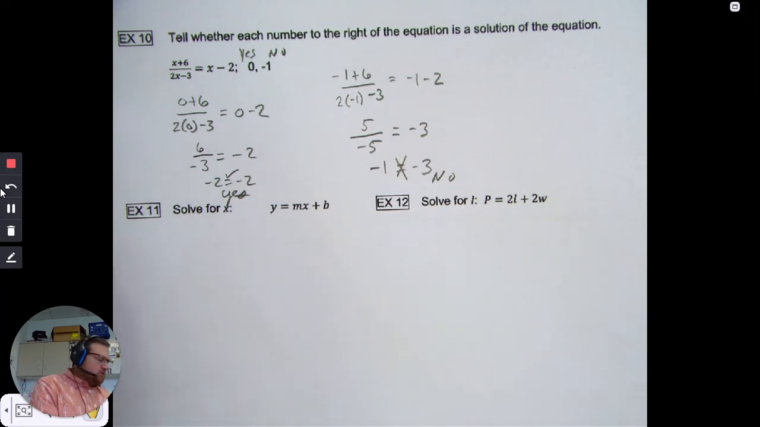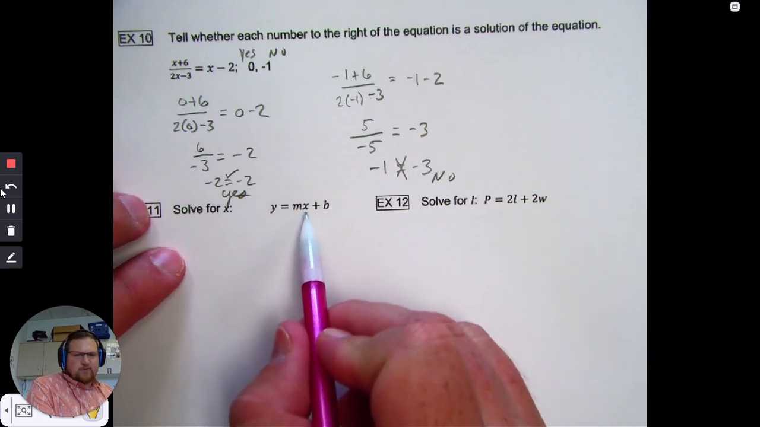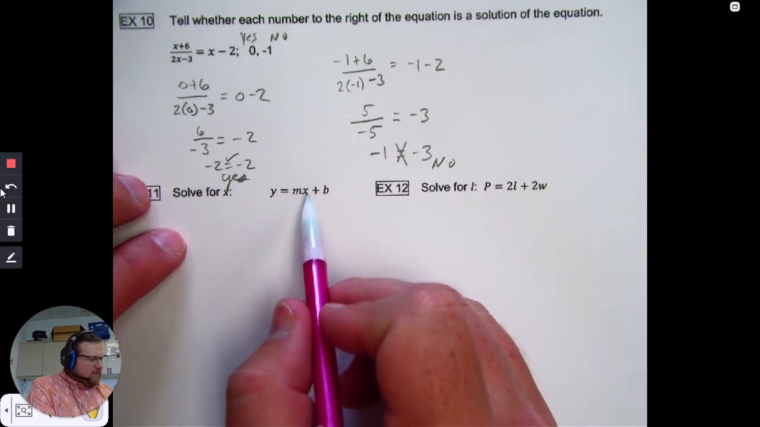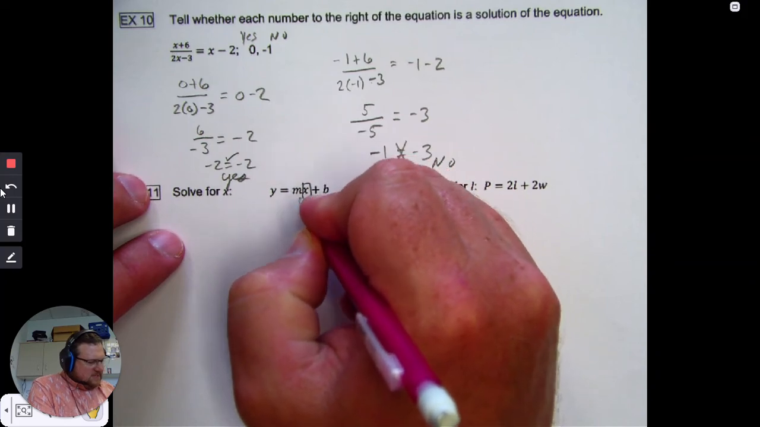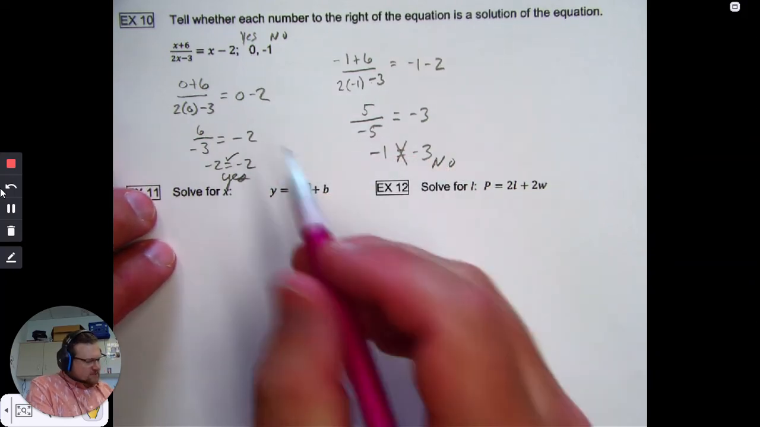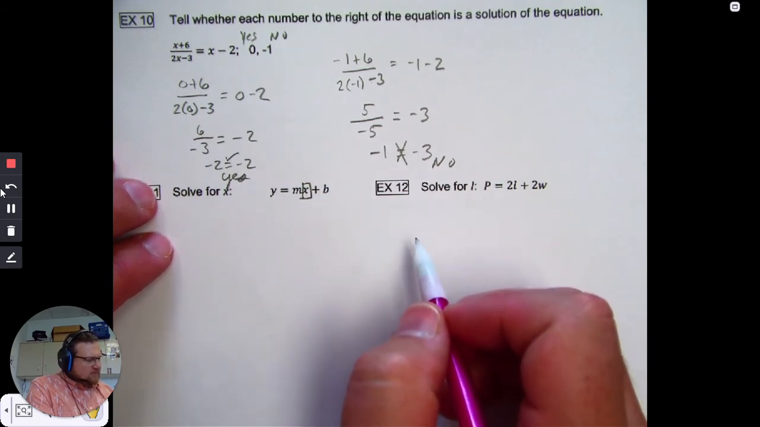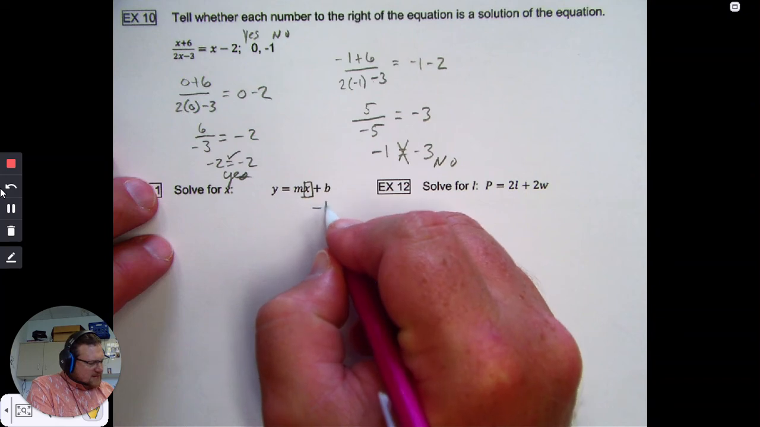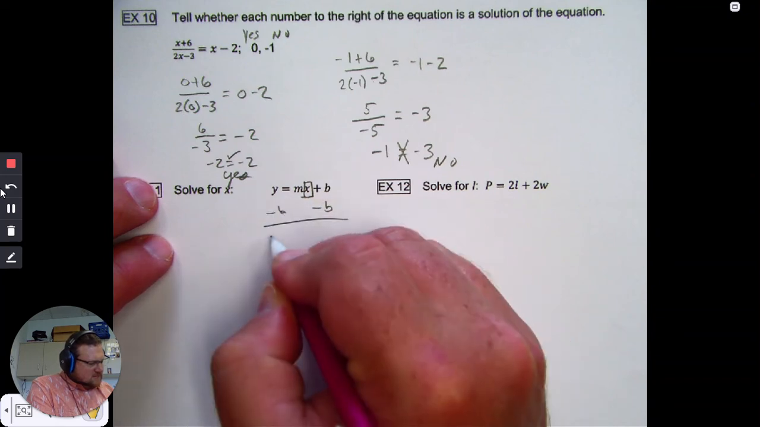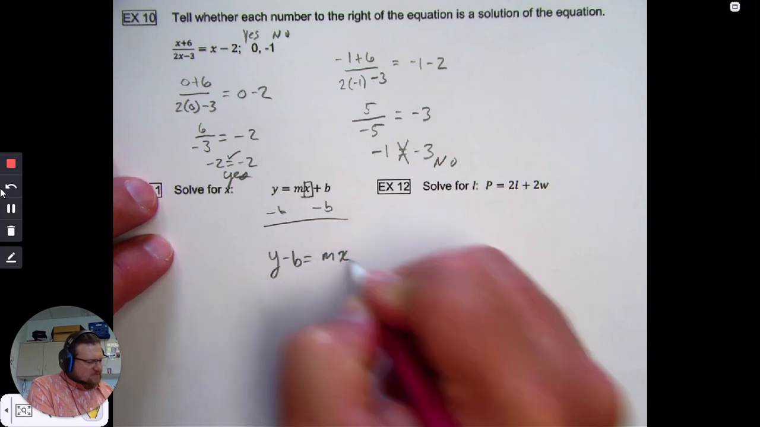Okay, 11 and 12, they ask you to solve for a specific variable. And if we want to solve for it, that means we need to get it alone. So we need to get that x alone. So just like always, the first thing we want to do is get rid of the multiplication and division when possible. So I want to subtract b from both sides. So now I have y minus b equals m times x.